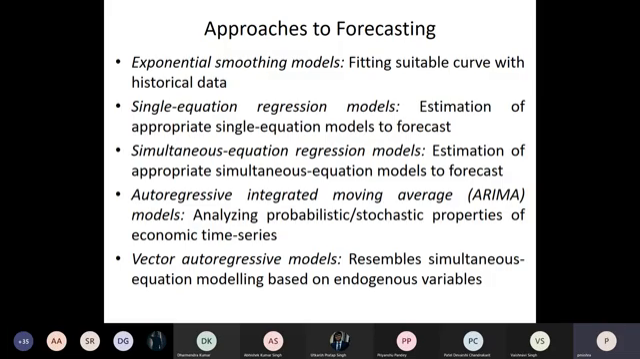Autoregressive integrated moving average models are part of time series regression or time series econometrics, where we analyze probabilistic or stochastic properties of economic time series. And then we also go for estimating vector autoregressive models, which are largely in the line of simultaneous equation models, but where the variables are endogenous. So these are some of the perspectives of time series modeling in economics.